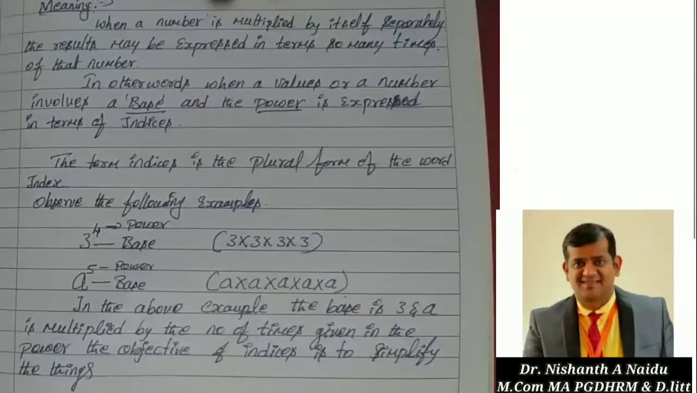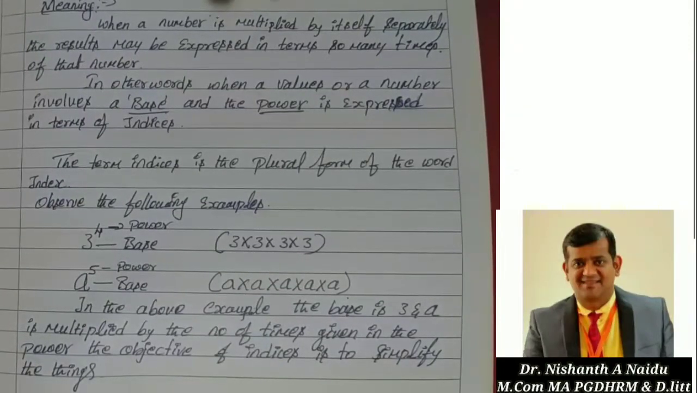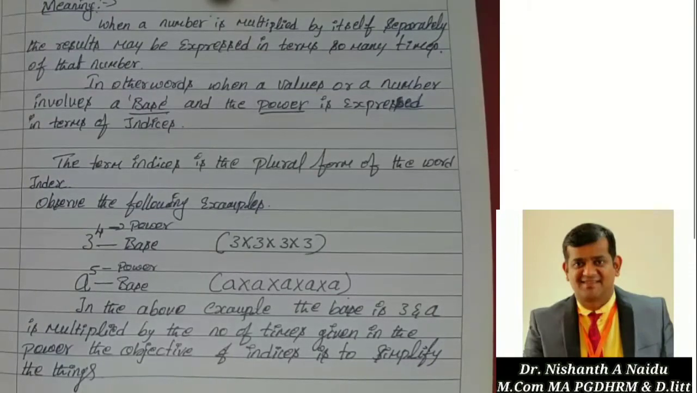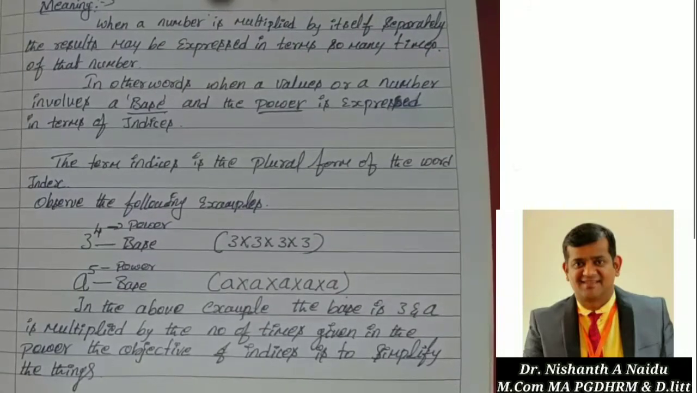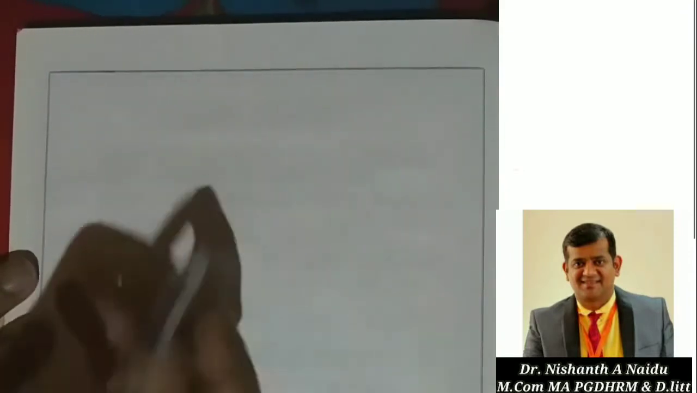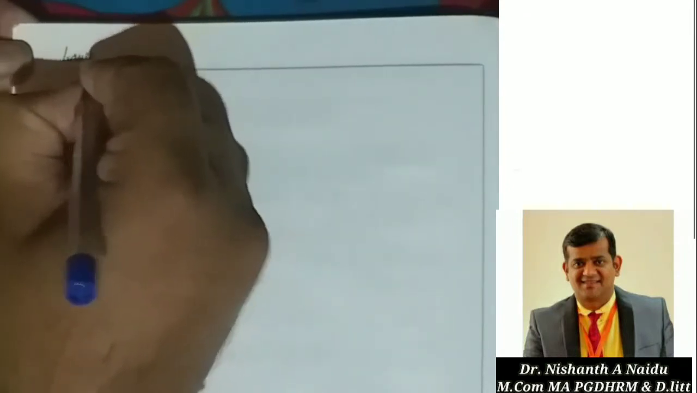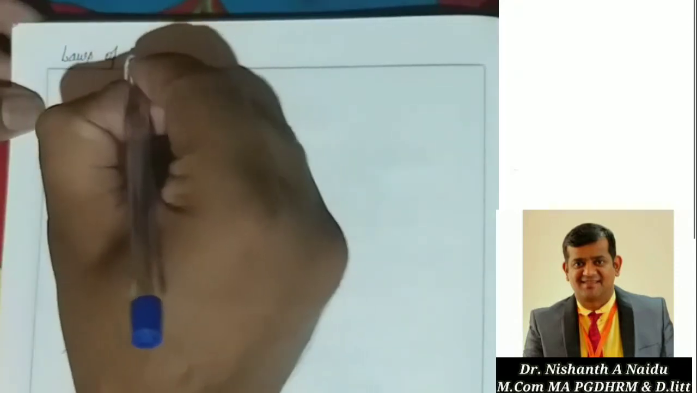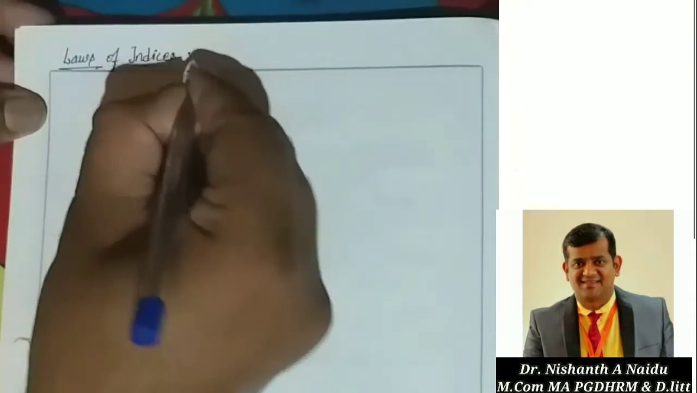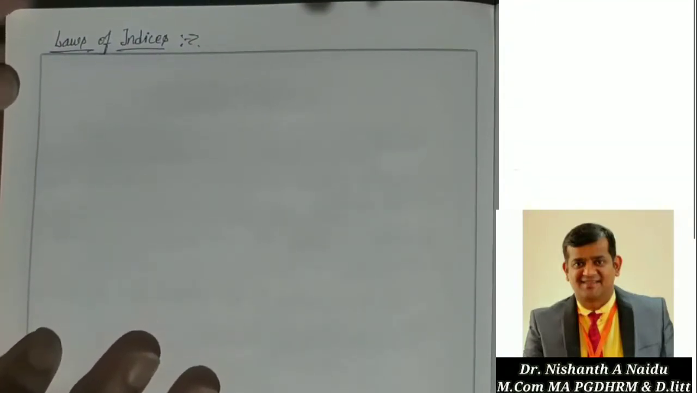So now we have to understand the laws of indices, the basic laws. So how many laws are there? Have you heard about these laws? Do you have any knowledge about these laws? Okay, that is fine. Majorly we call it 5 basic laws, but other than that we have a few more also. So now let us understand the laws of indices.